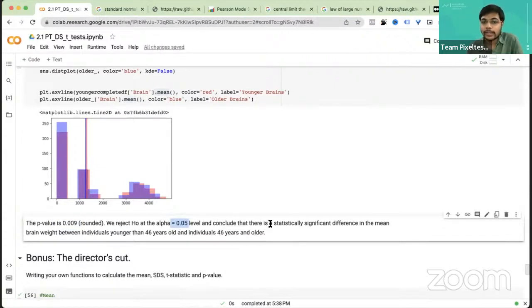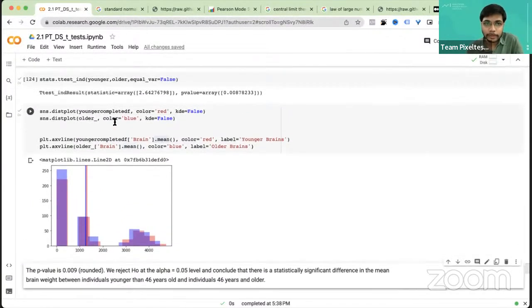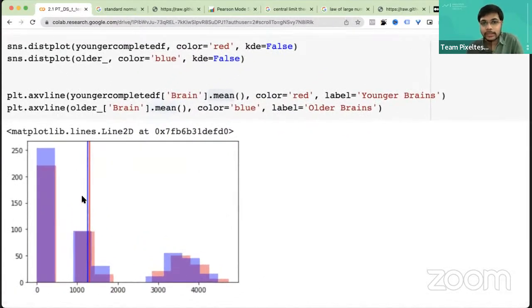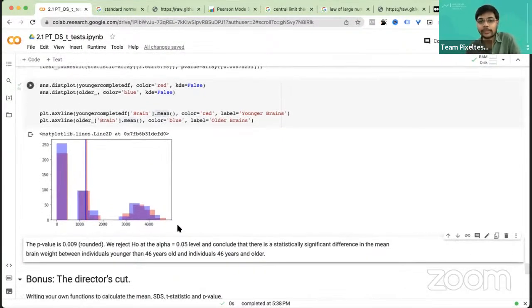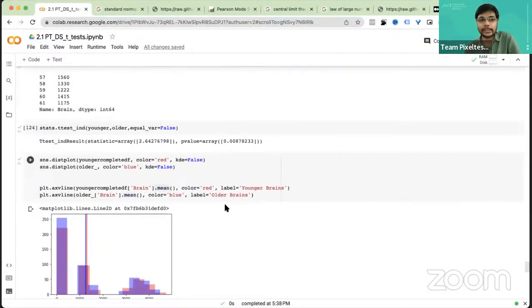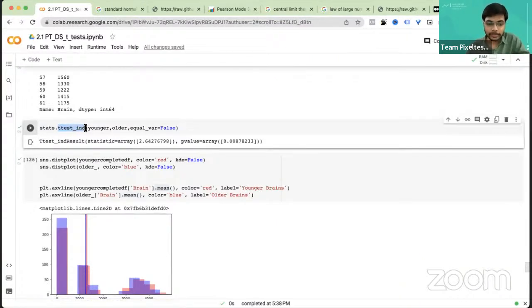and we conclude that there is a statistically significant difference in the mean brain weight between individuals younger than 46 and individuals over 46, right? You can see that the mean is different in both the groups that we have, and that is the reason we are rejecting the initial hypothesis where we thought both of them could be equal, right? So this is what we have done here using the second function, which is t-test underscore ind, right?